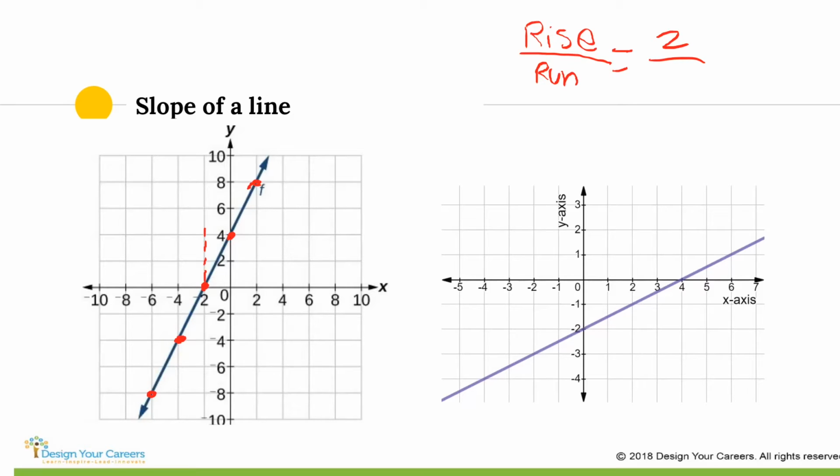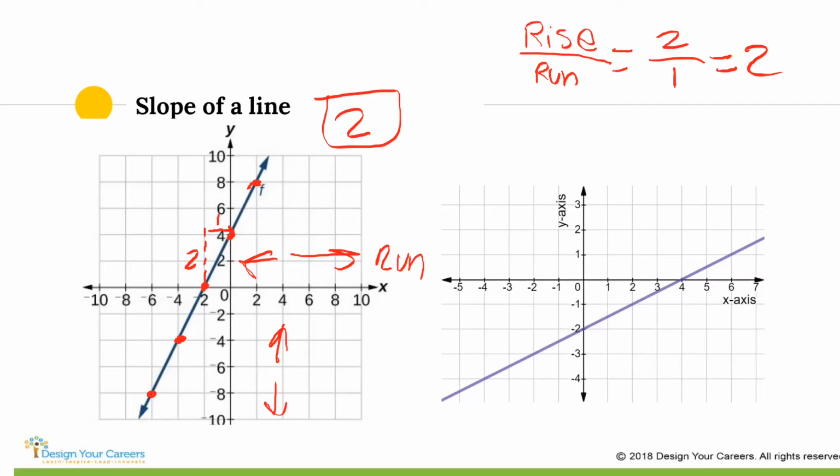Now running is how much I can go left or right. Rise is how much I can go up or down. Run is how much I can go left or right. And in this case, I can go right 1. So I can rise 2 and run 1. Now that means my slope is 2, because we know how to reduce fractions, and 2 divided by 1 is 2. So in this case, the slope of my line is 2.